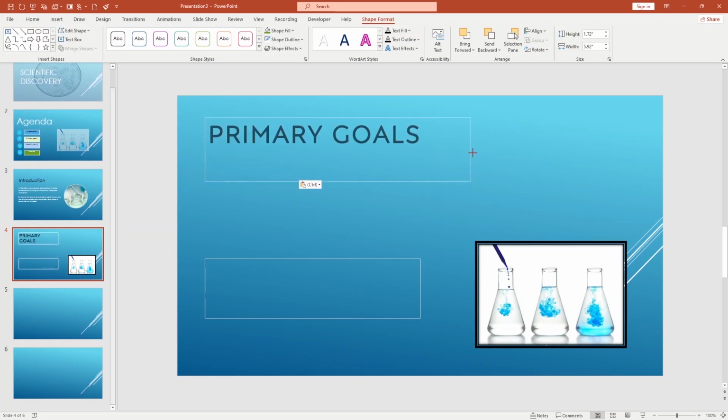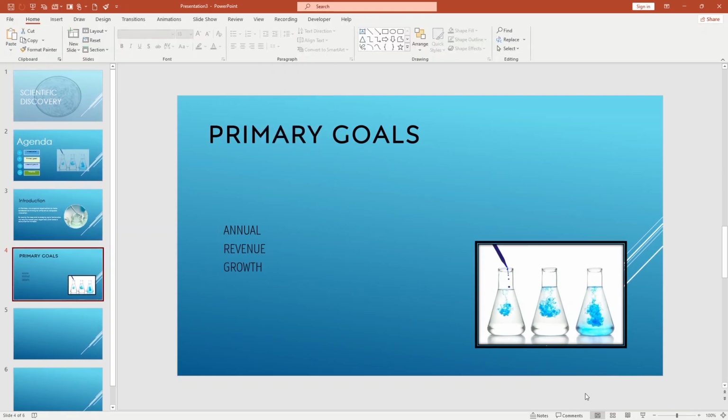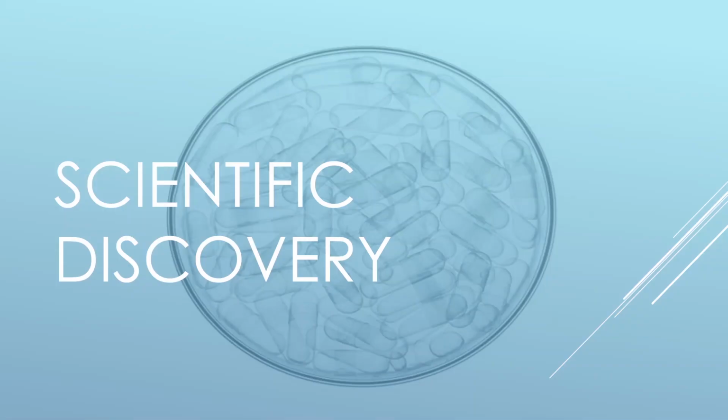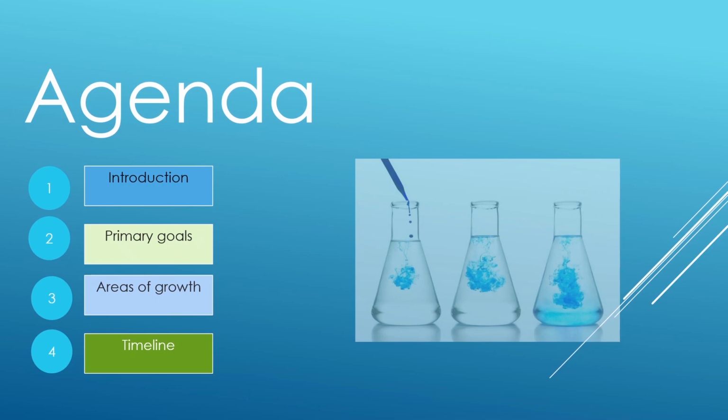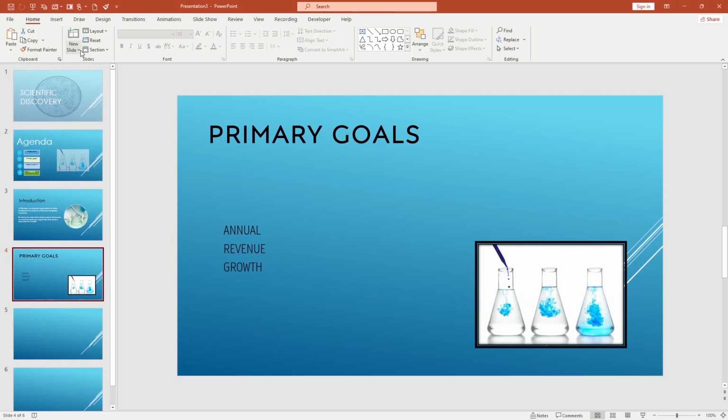Here now you can see this is the primary goals. Now I'm going to change the outline, and then you can write the text for your primary goals in this format. For now I'm using no outline. So as usual, you can now see at a glance how the presentation looks, with the beginning, scientific discovery, agenda, areas of growth and timeline. You can easily see the slides.